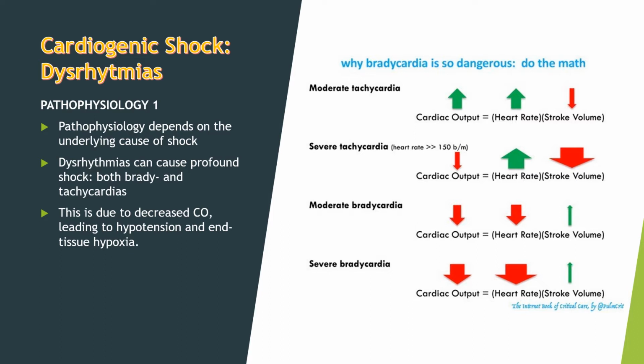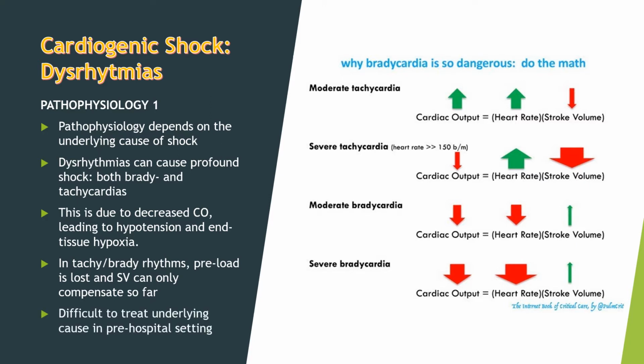Dysrhythmias cause profound shock because of decreased cardiac output, and that leads to hypotension and tissue hypoxia. In both tachy and brady rhythms, preload is lost and stroke volume can only compensate so far. While we can manage the symptoms, it can be really difficult to treat the underlying cause of the dysrhythmia in the pre-hospital setting.